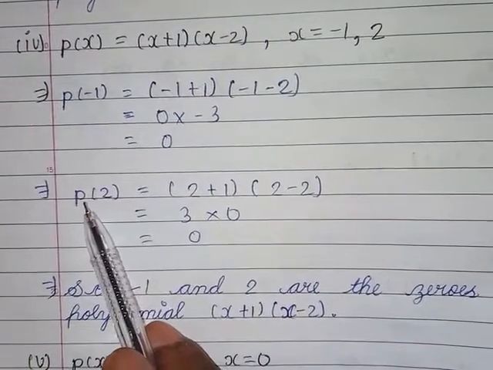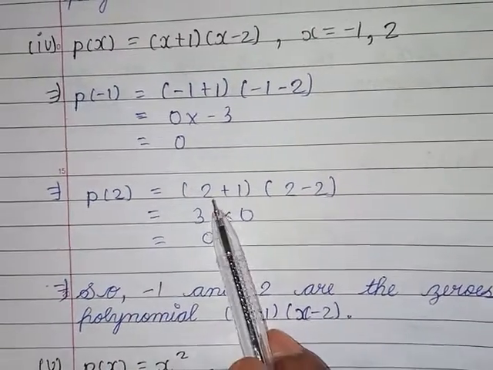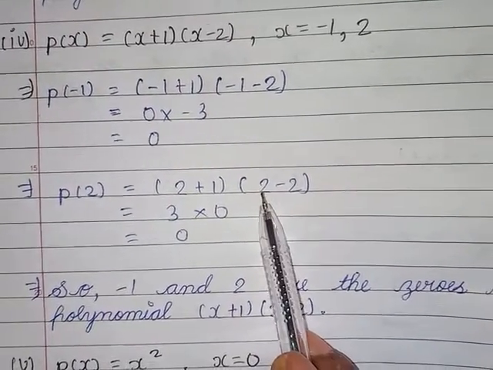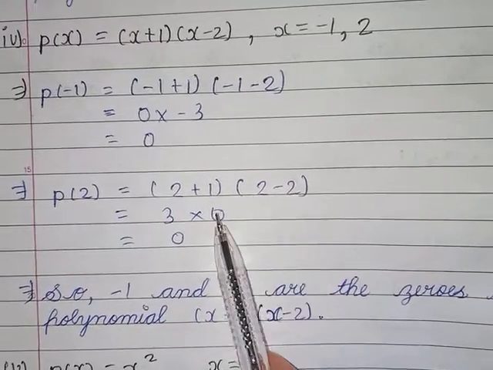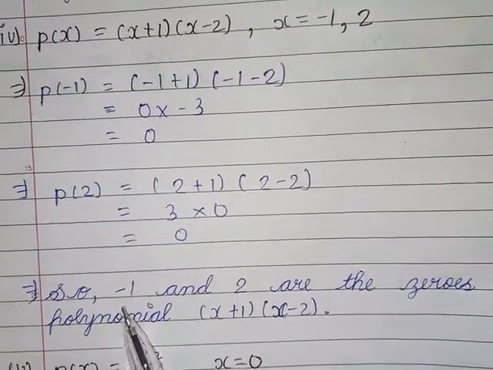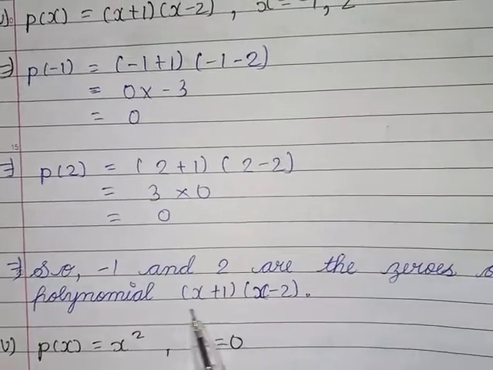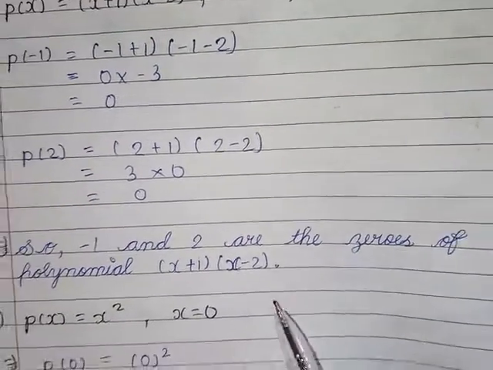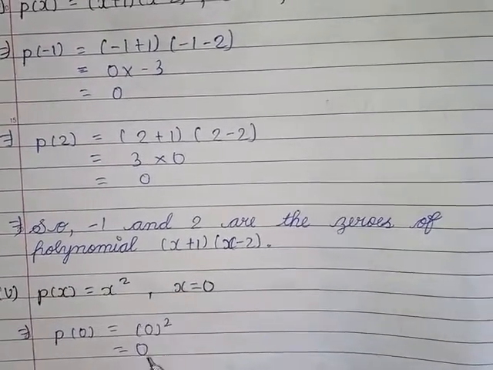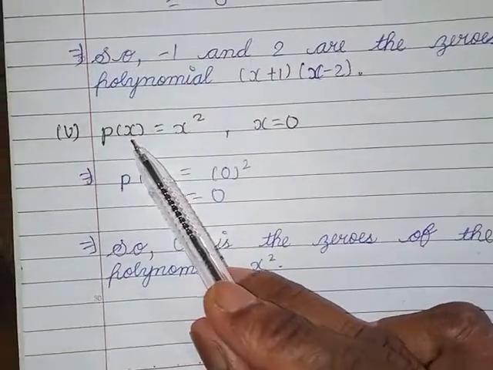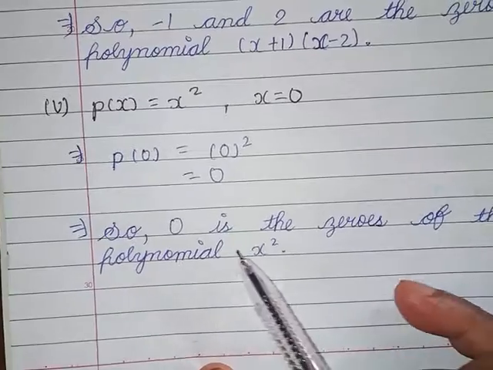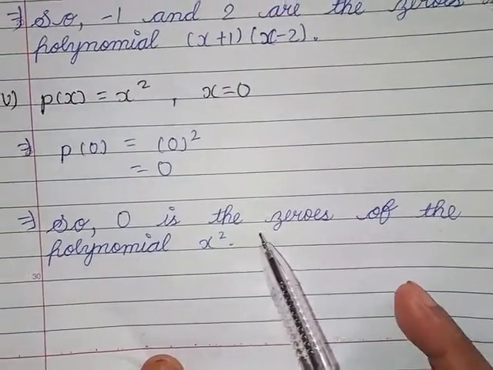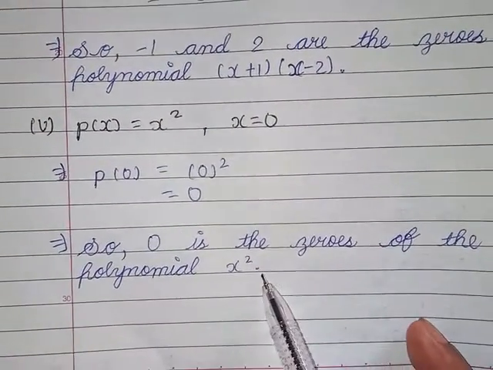In the same way, you check it for P of 2. So 2 plus 1 is 3. 2 minus 2 becomes 0. So 3 into 0 is 0. So minus 1 and 2 are the zeros of the given polynomial. Check it like this. P of x is equal to x square, x is equal to 0, so 0 is the zero of the given polynomial x square.